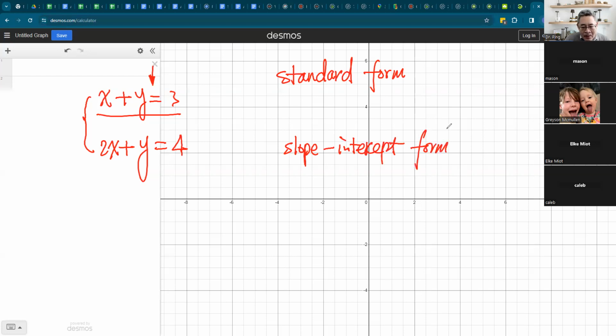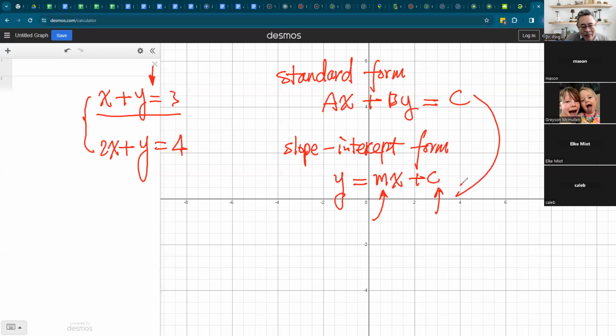Now, standard form is kind of like this: a number times x plus a number times y. So both variables are on the left-hand side of the equation. Then we have a number on the right. Now, in slope-intercept form, we only have y on the left. Everything goes to the right. So this is mx plus c. This is our slope. This is our y-intercept. Okay, so we're going to change this form to that form.